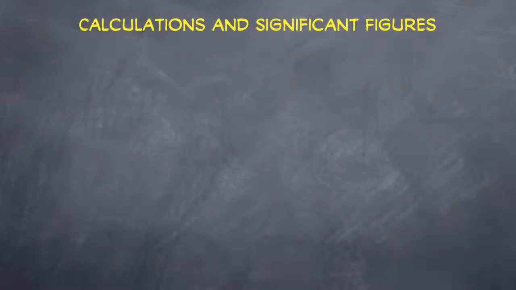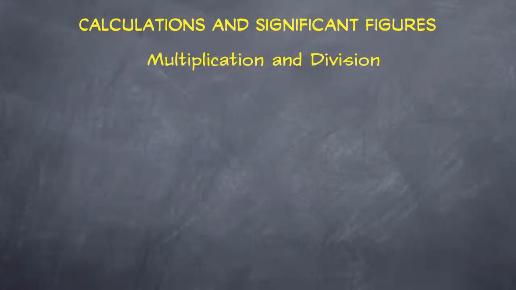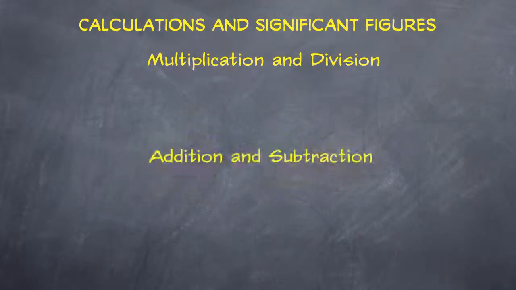Now, when we're doing calculations with significant figures, there's 2 rules that we're going to need to follow. One rule is for multiplication and division, and this is the one we'll be applying most often. And the other rule is for addition and subtraction. In each case, the general idea is that your final number may be no more precise than the measurement that was least precise. Or, put another way, a chain is only as strong as its weakest link.